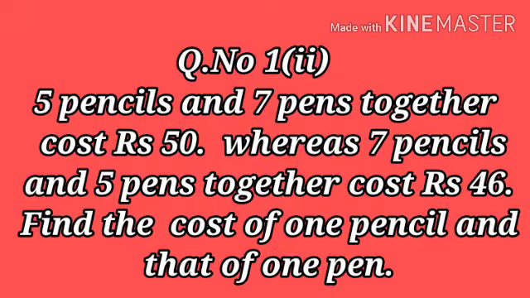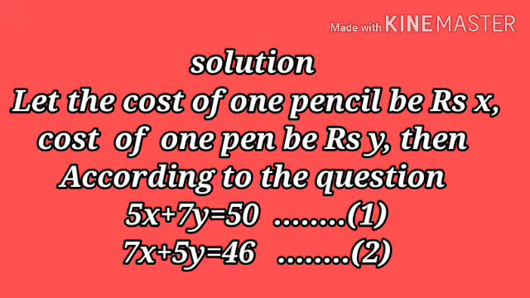Second part of question number first. 5 pencils and 7 pens together cost rupees 50, whereas 7 pencils and 5 pens together cost rupees 46. Find the cost of one pencil and that of one pen. Let's see the solution. Suppose the cost of one pencil be rupees x and the cost of one pen be rupees y. Then according to the question, the cost of one pencil is rupees x, so there are a total of 5 pencils.